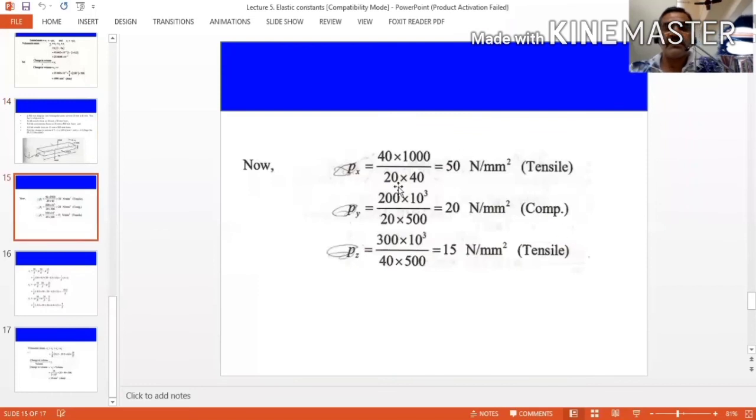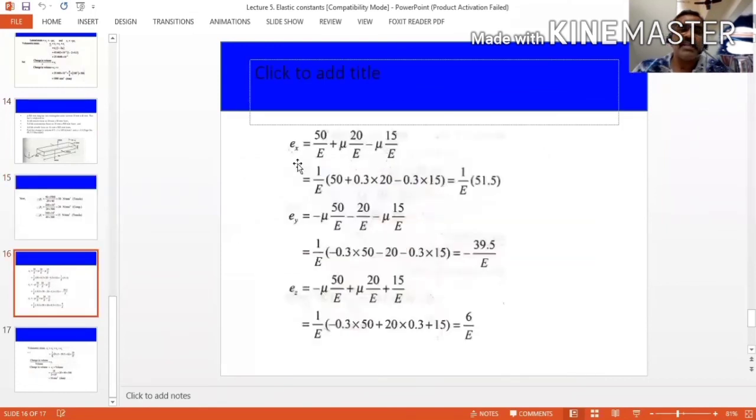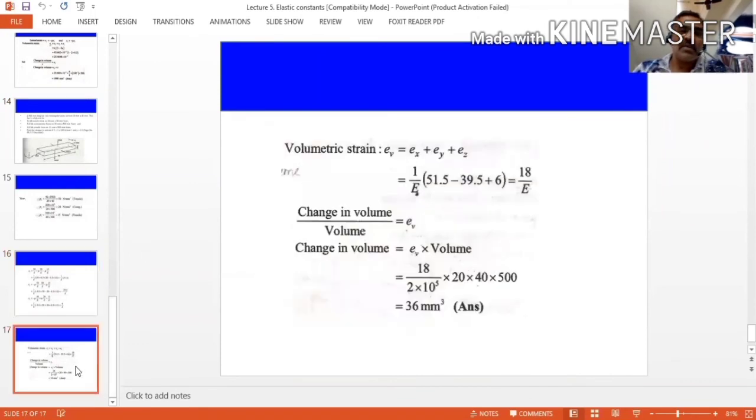So these are stresses sigma x, sigma y, sigma z. Then strains Ex, Ey, Ez. You substitute all the values. Finally, volumetric strain Ev is equal to Ex plus Ey plus Ez. Then change in volume delta V is equal to volumetric strain into volume. That is 36 millimeter cube.